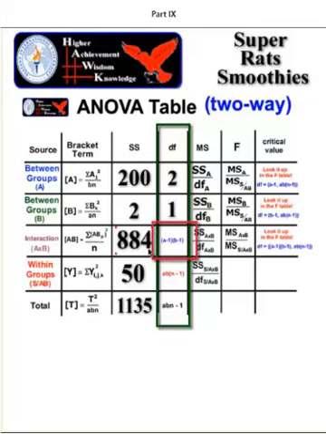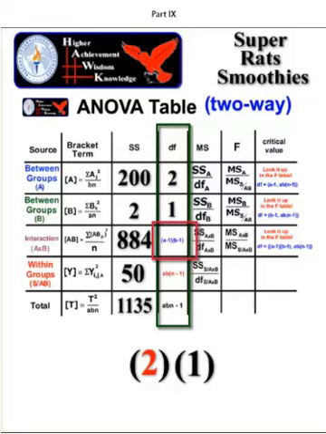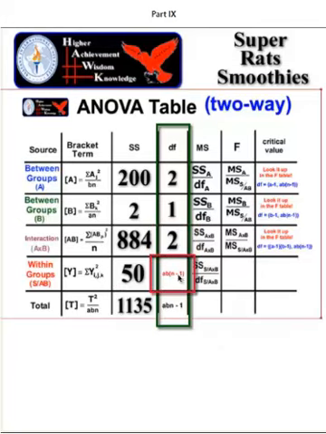And in our interaction, degrees of freedom is A minus 1 times B minus 1. So it's simply going to be 3 minus 1 because of the 3 levels of A times 2 minus 1 because of the 2 levels of B. That comes out to be 2. Bam. And then next to the last are within groups.